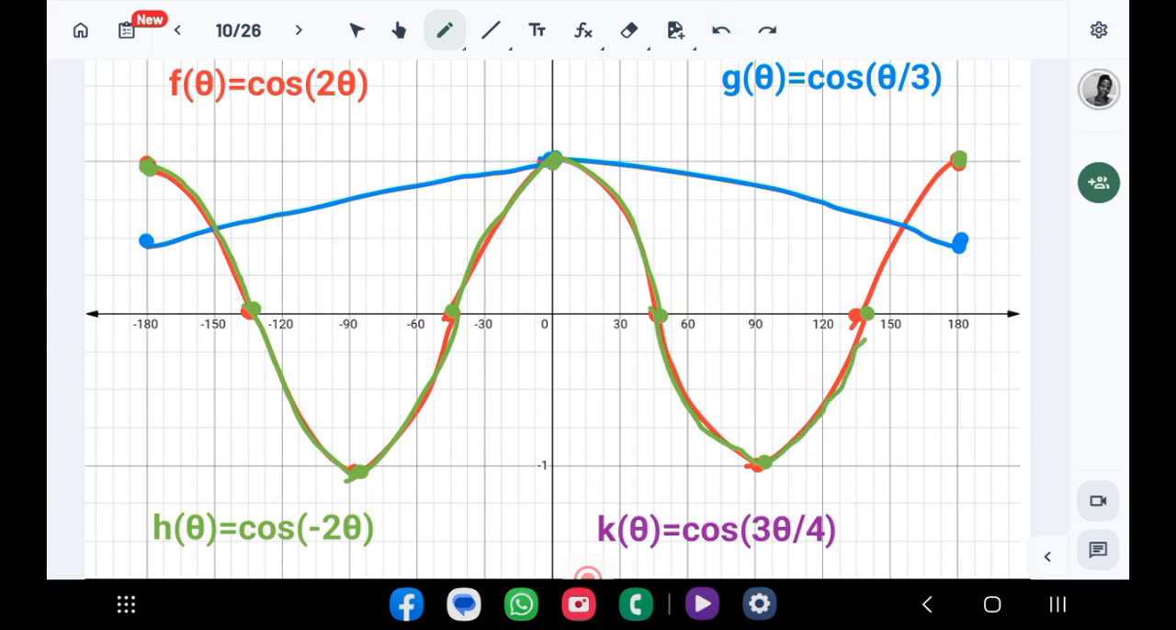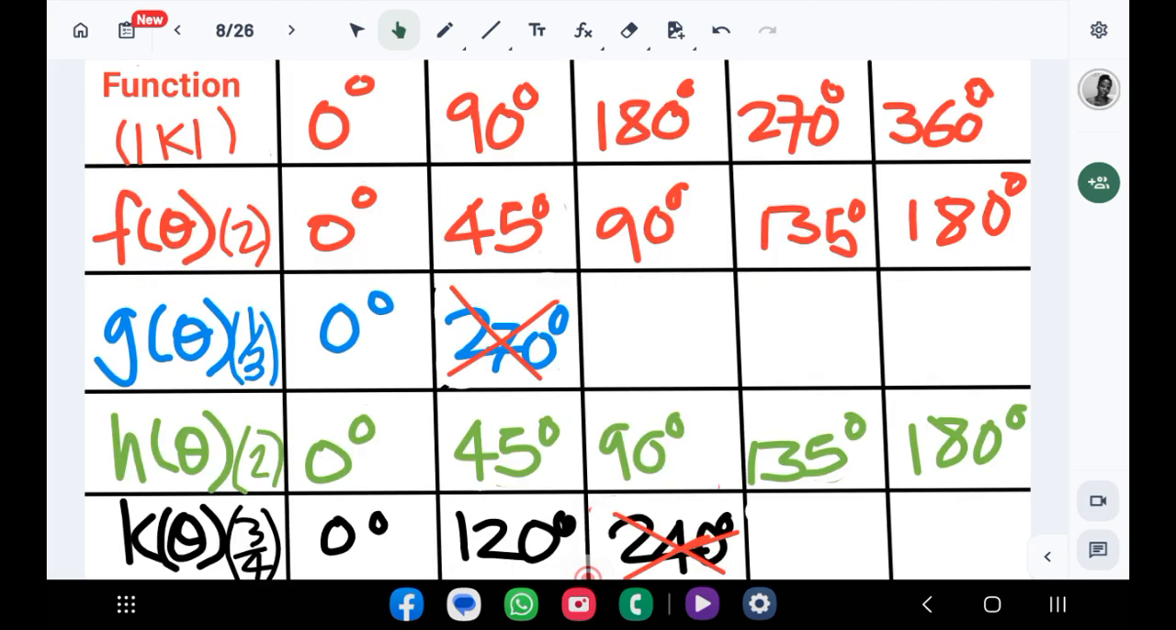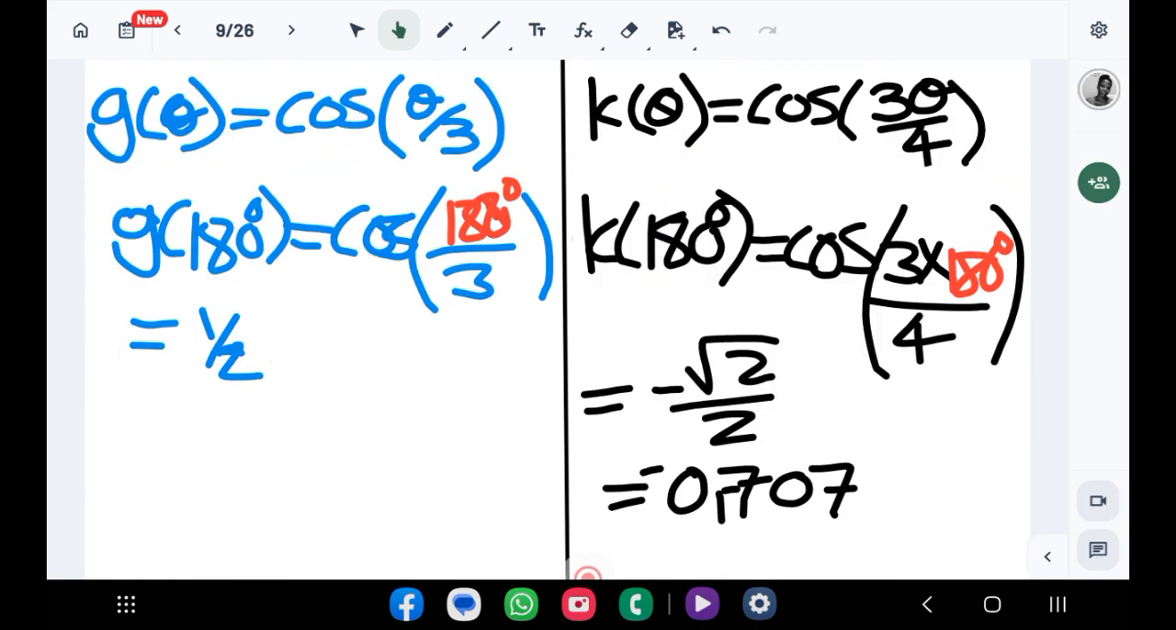Just let me fix that. All right. And that is the green graph. Now the last one, k of theta equals cos of 3 theta over 4. The milestone over here is 120 degrees. Here is the milestone. It's 120 degrees for every 120 degrees. But we've noticed that that is the only one we will have.